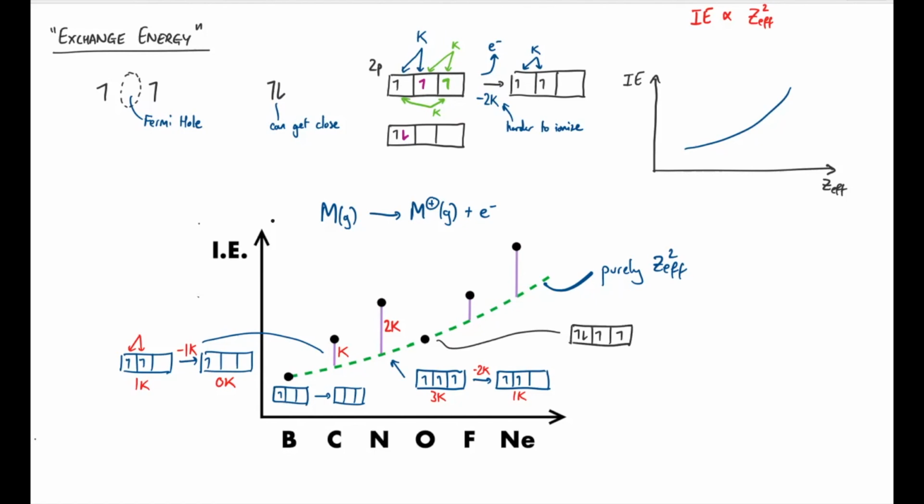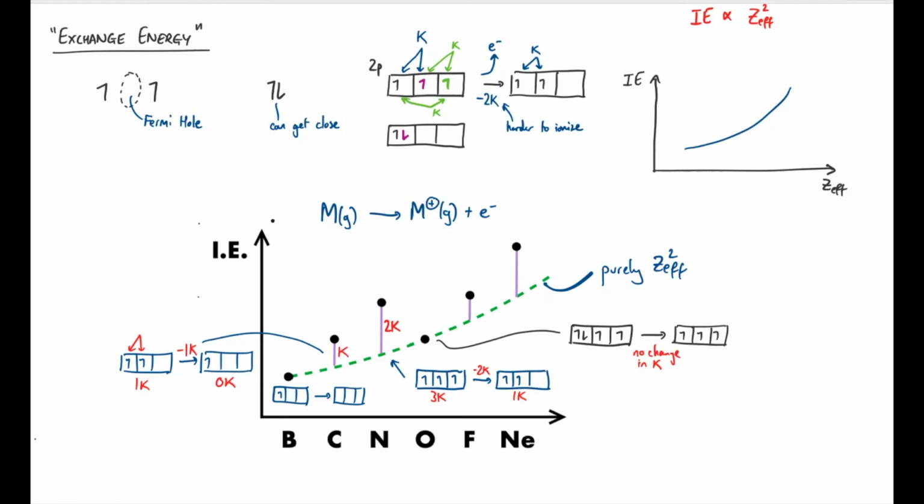Now, that is also going to be true for oxygen, which has the p4 configuration. When we ionize this one, we keep all the spin up parallel electrons, and the only one that we're removing is an electron here that doesn't have a friend to pair with in the same direction. So therefore, there is no change in K, and we get our ionization energy data point back onto our original green trend line due to the Z effective squared.